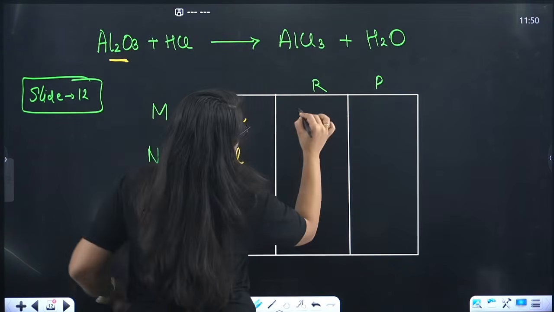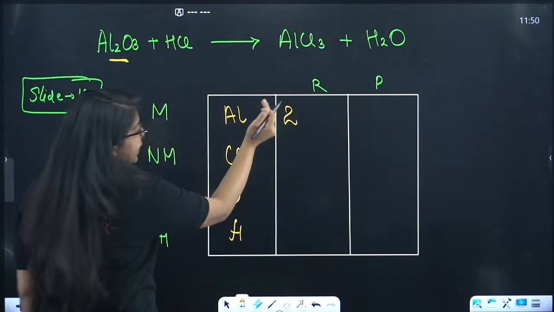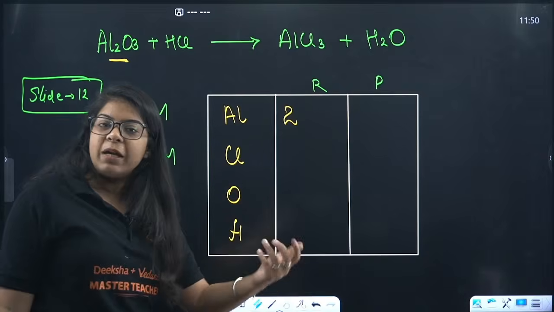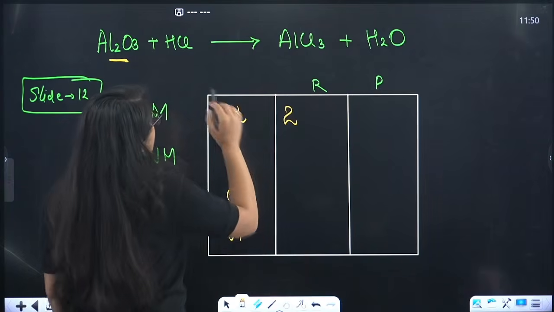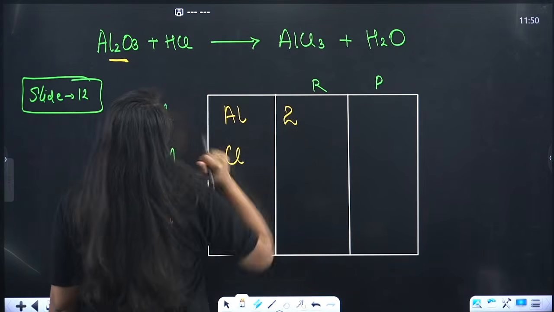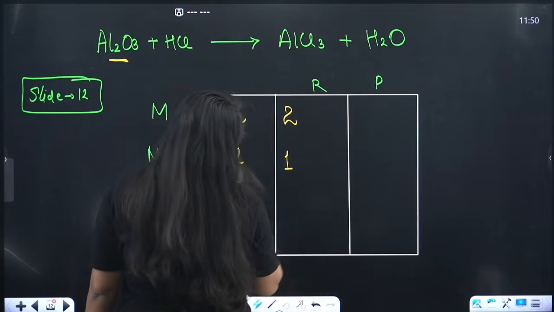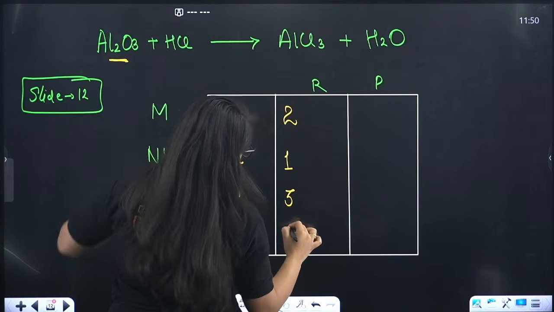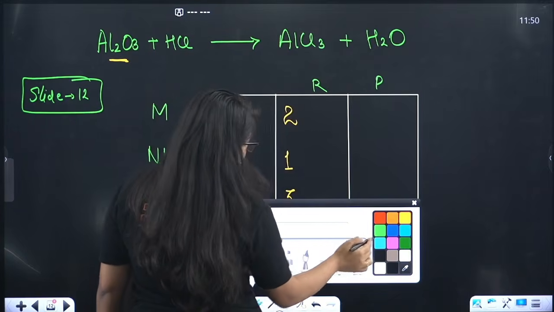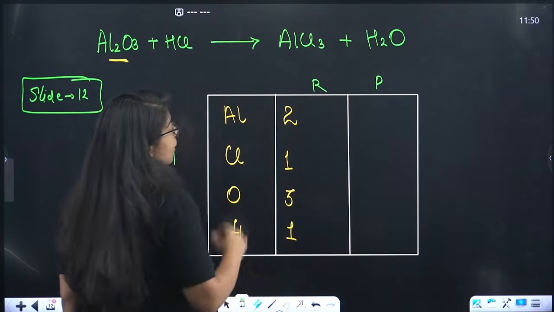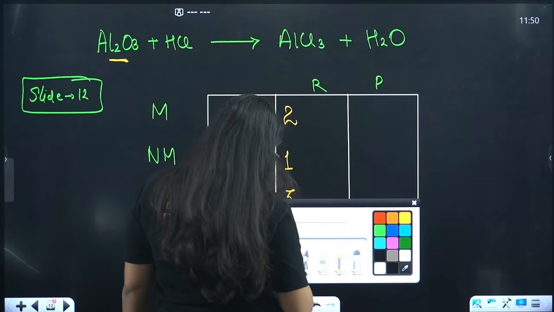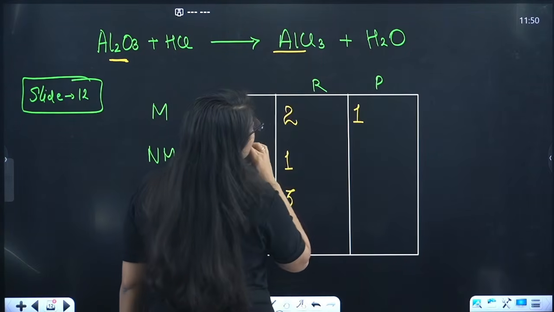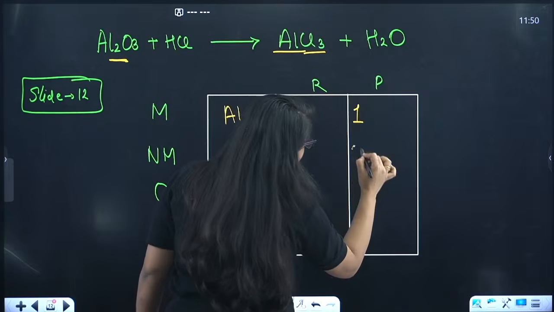So I will write 2. Try to write it on the left hand side of the column, because you have to cut and multiply, right? Then beta, what is the number of chlorine on the reactant side, ma'am? Only 1. Then oxygen, 3 oxygens are there. Hydrogen, only 1 hydrogen is there. Done. What are the numbers of elements in the products? Aluminium, ma'am, it's only 1. Oh, chlorine. Chlorine is 3.